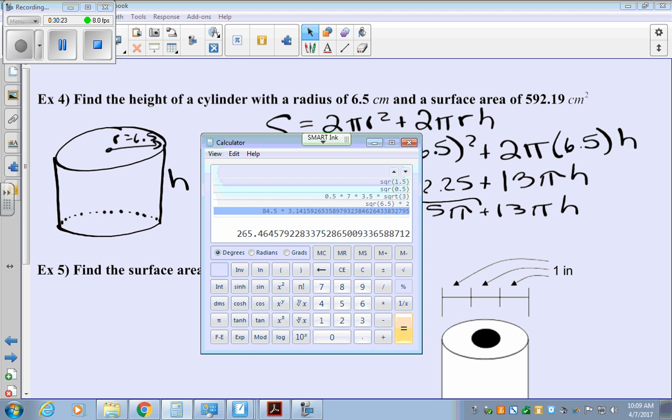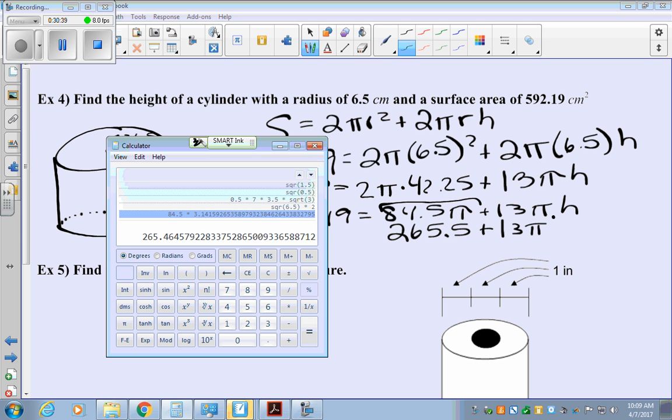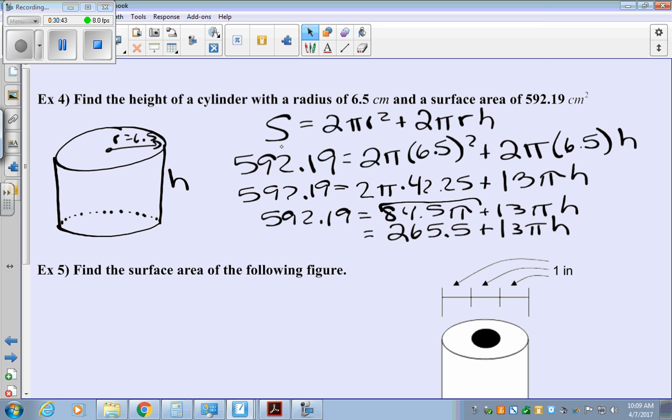So we're going to multiply 84.5 times pi. We get 265.5. I'm going to keep this as 13 pi. 592.19. I'm going to subtract 265.5 from both sides.